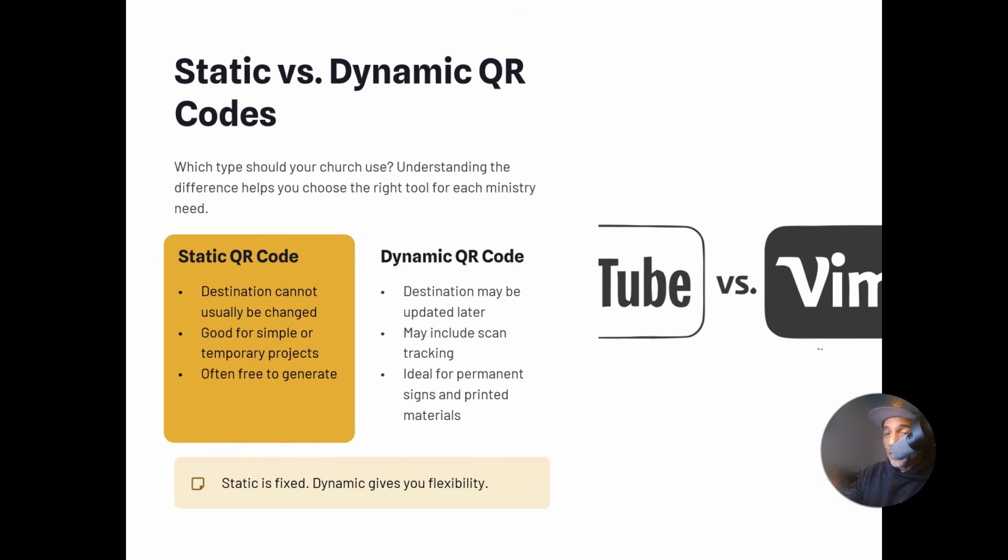May include scan tracking. You can keep track of how many people have scanned the QR code. Ideal for permanent signs and printed materials. So say you have a banner, you spent hundreds of dollars to print it. You don't want to keep getting a new banner to print every time with the new QR code. So you can change the destination of that QR code using the same banner that you printed and the same QR code. So basically, static is fixed. Dynamic gives you flexibility. You're able to change that QR code when the need arises.